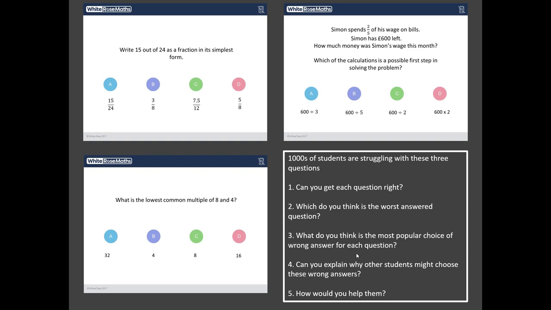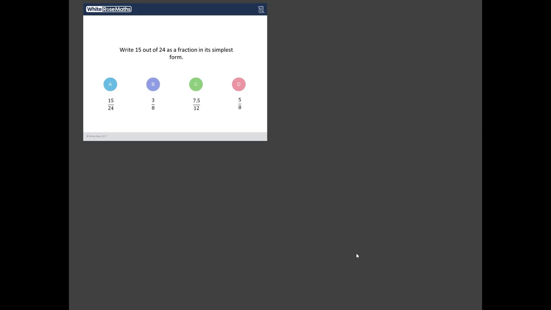Okay, have you got your answers? Nice one. Right, let's go through them, and to add a bit of drama, we'll do it in reverse order. So I'm going to start with the least worst answered question out of these 3, and it is the fractions question. Okay, write 15 out of 24 as a fraction in its simplest form.